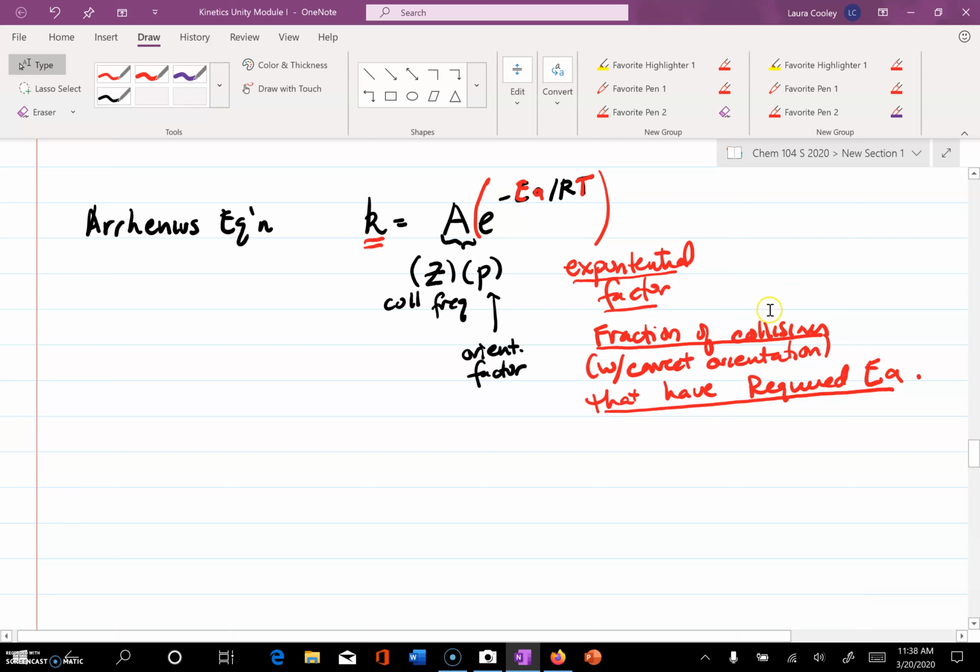Why is it that fraction? How does it come to mean that fraction? And what is this silly e to the minus something anyway? Okay, so I want to go over a little bit with you what this function is. So what is e to the minus Ea over RT? What the heck is that?